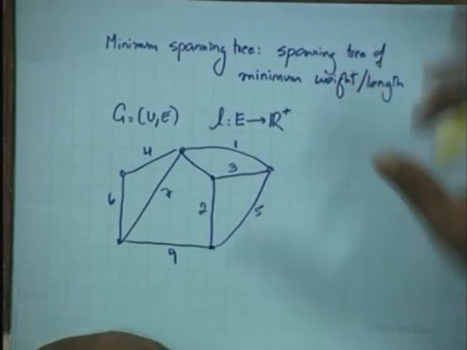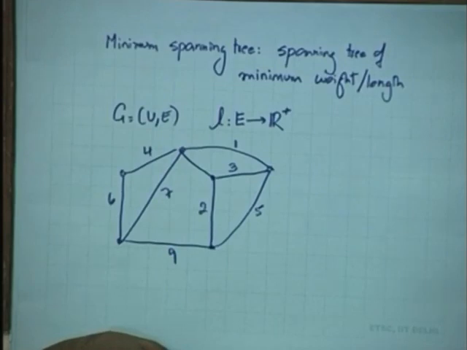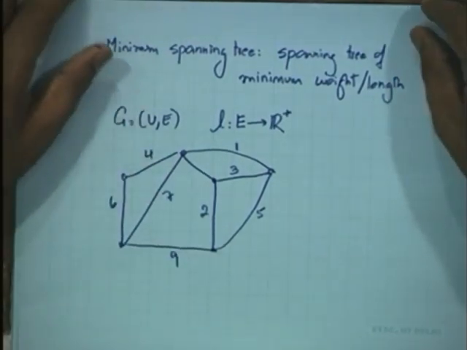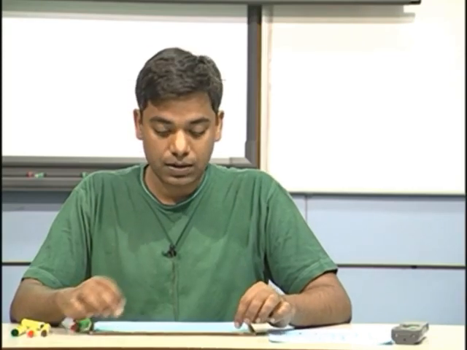So, we need to connect these cities up, which means we need to create a spanning tree, and I am not interested in any spanning tree, I am interested in a spanning tree for which the length of wire I spend is as small as possible. So that's what I mean by a minimum spanning tree, a spanning tree of minimum length. What is the length of the spanning tree? Sum of the lengths of the wires, so sum of the lengths of the edges in the tree, right?